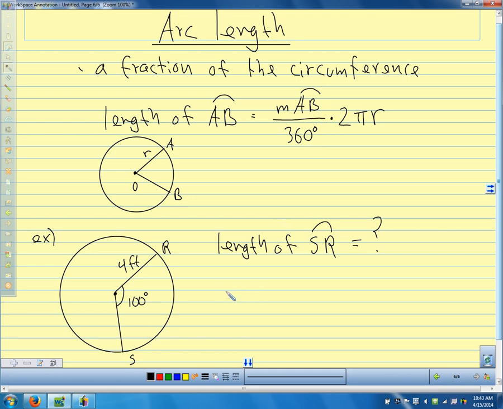So the length equals the angle measure of arc SR. So what's the angle measure of this arc? 100 degrees. Divide that by 360. That tells us what fraction of the entire circle that arc is taking up. And then we're going to multiply that by 2 times pi times our radius, 4.